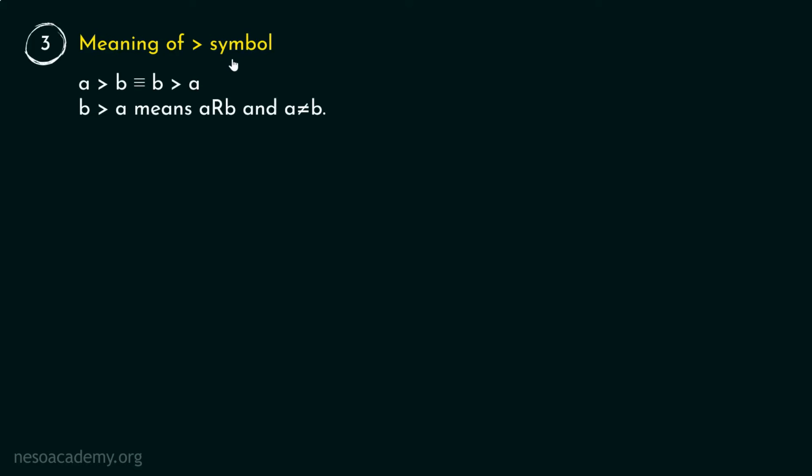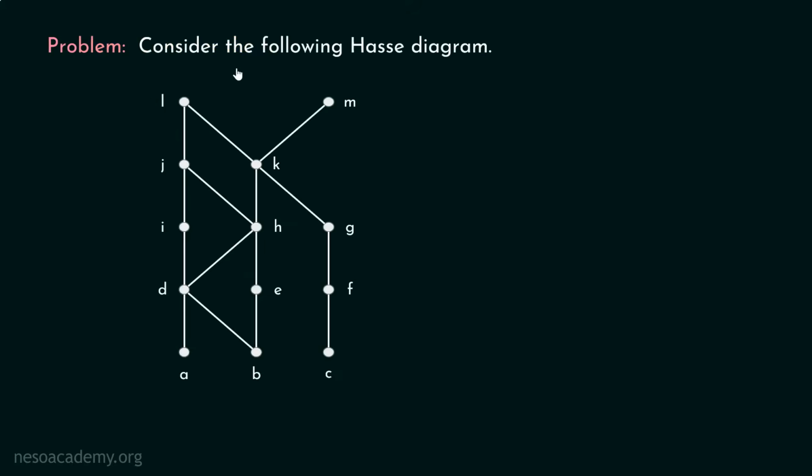Now let's discuss one problem related to these symbols. Consider the following Hasse diagram. Here we will address some questions related to this diagram. Is A less than B? Is it true that A is related to B and A is not equal to B? A is not equal to B, this is true, but A is not related to B, right? Therefore, A less than B is actually false, right?